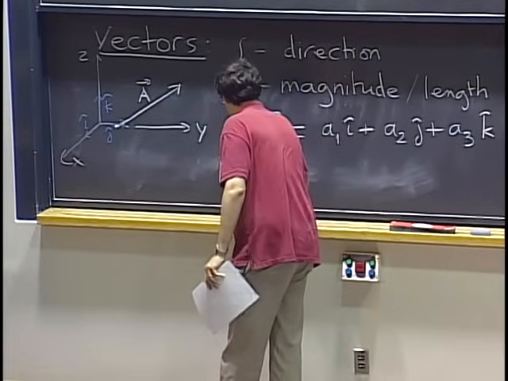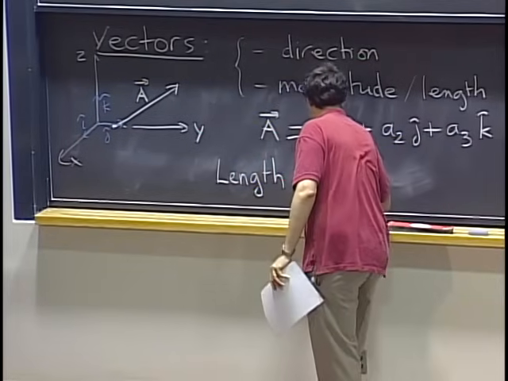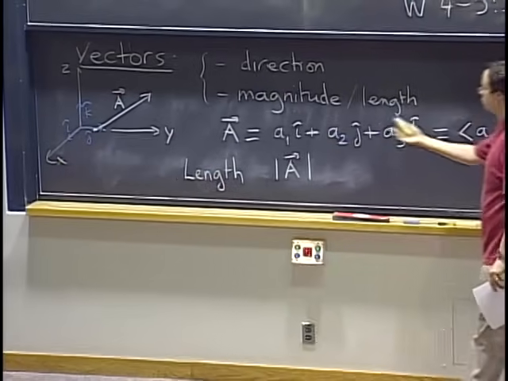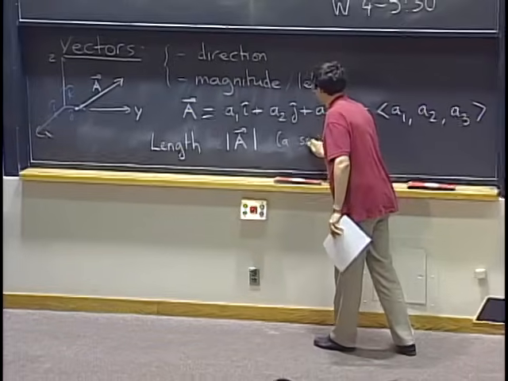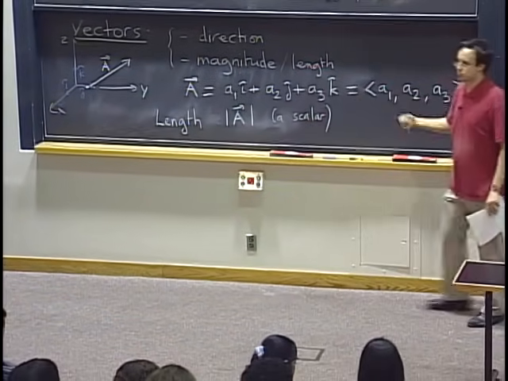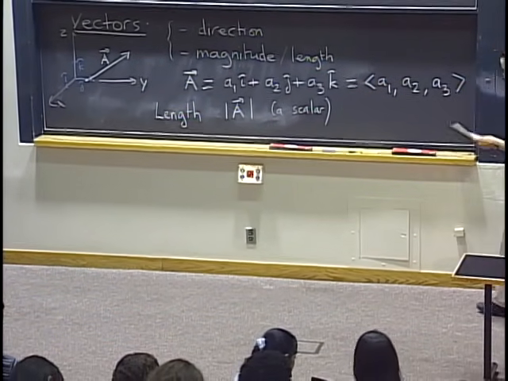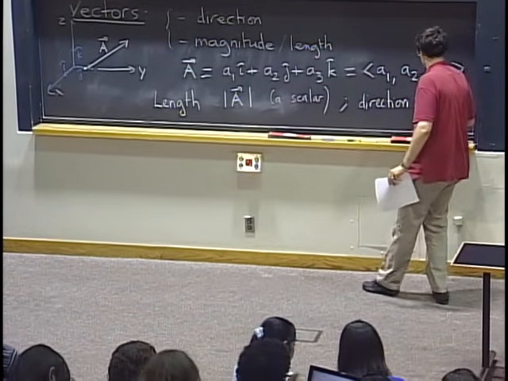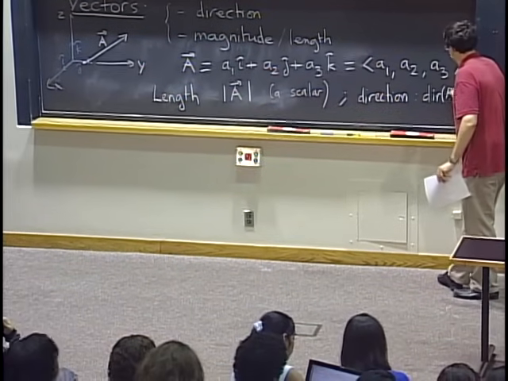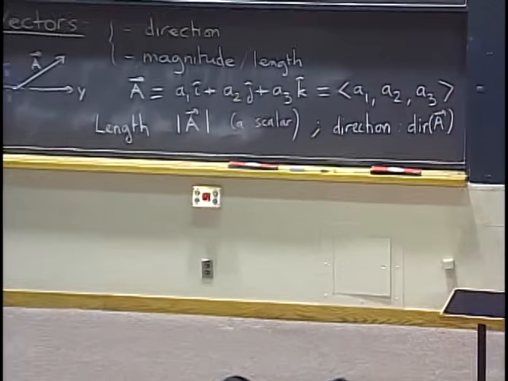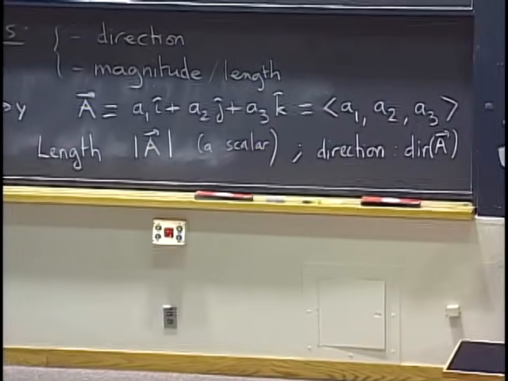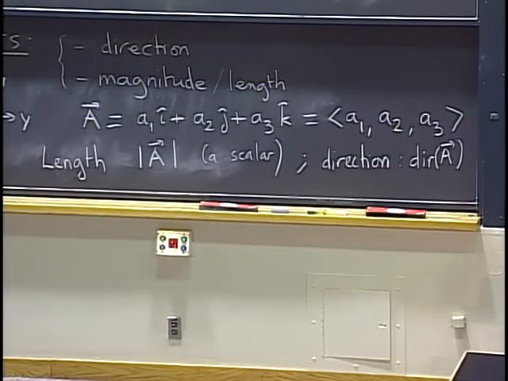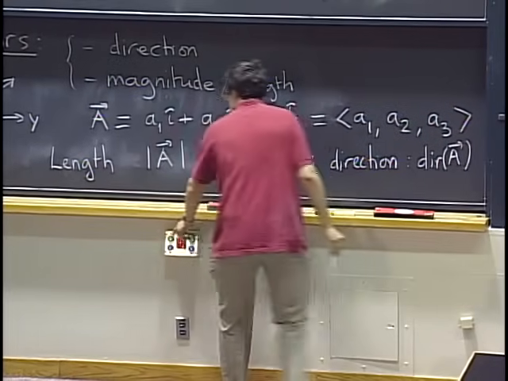So the length of a vector we denote by the same notation as the absolute value. So that's going to be a number, or as we say now, a scalar quantity. Okay, so a scalar quantity is a usual numerical quantity as opposed to a vector quantity. And its direction is sometimes called dir of A, and that can be obtained just by scaling the vector down to unit length, for example, by dividing it by its length.